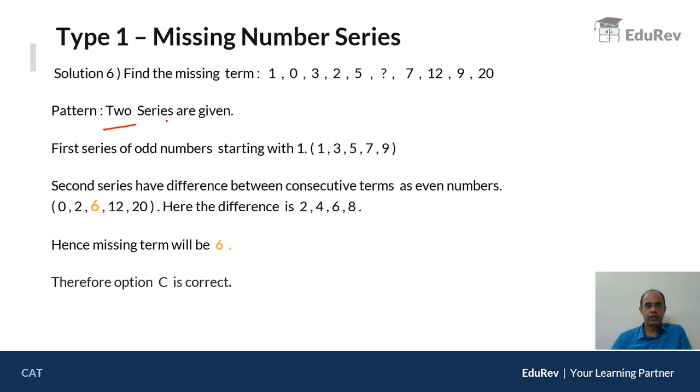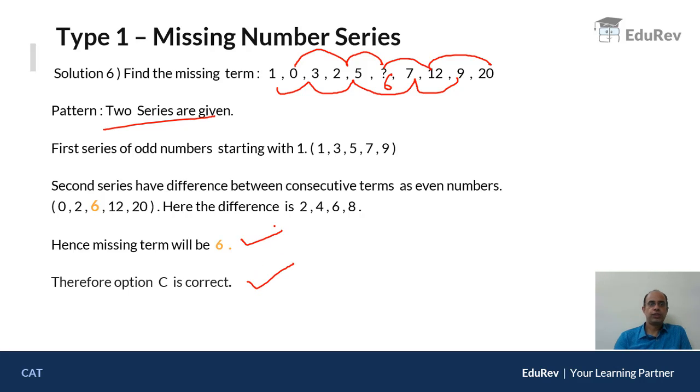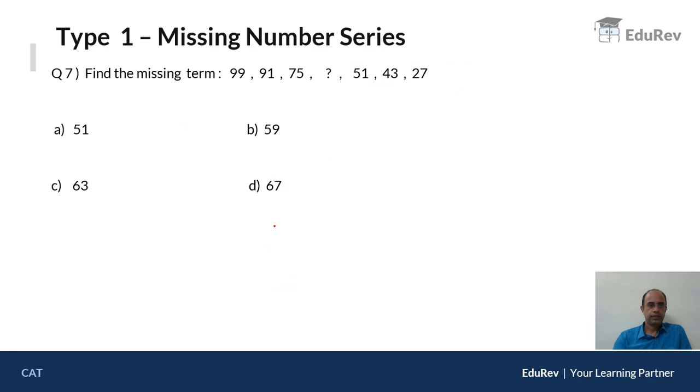So two series are given to you. First series of odd numbers 1, 3, 5, 7, 9. And the second series having a difference between consecutive terms as even numbers: 0, 2, 6, 12, 20. Hence the missing term is 6, which is option C. Hence mark option C. Fine, guys. Hope now you are getting the pulse of such type of questions. Now question 7.